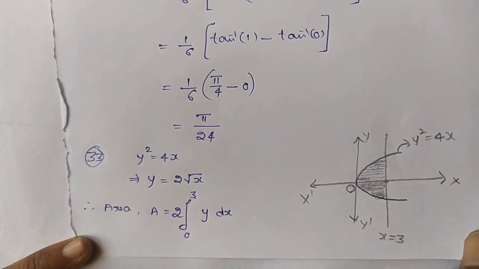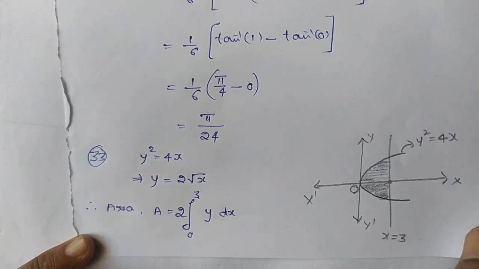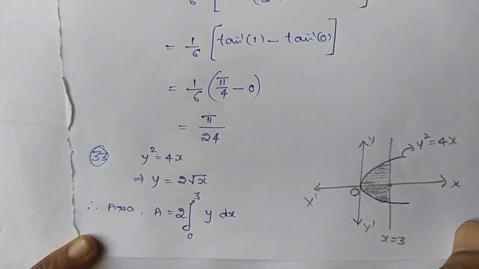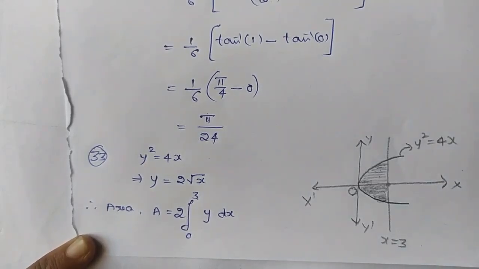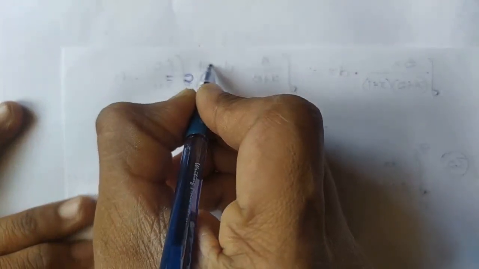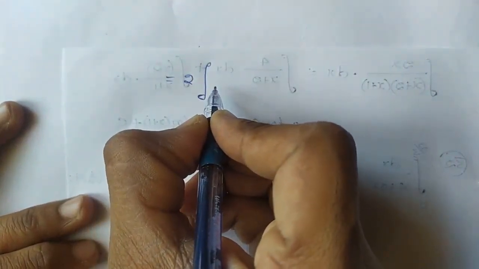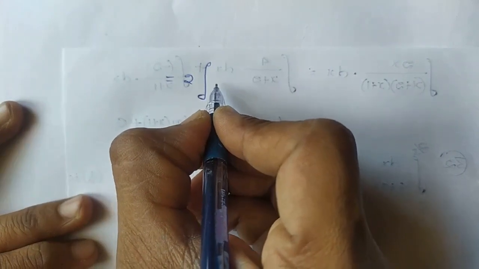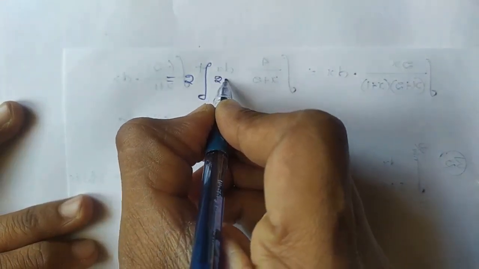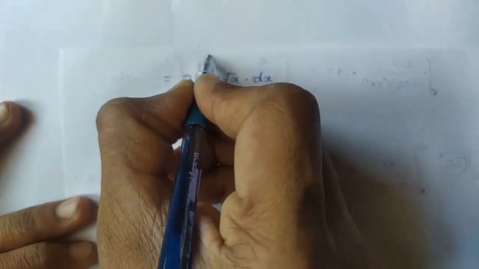Next, I am moving to the next sheet. If you want to note, you can note. I'm just turning the sheet. So that is equals to 2 into integration of y dx. So y simplification, what we have done in the first step, 2 into root x into dx under the limit 0 to 3.